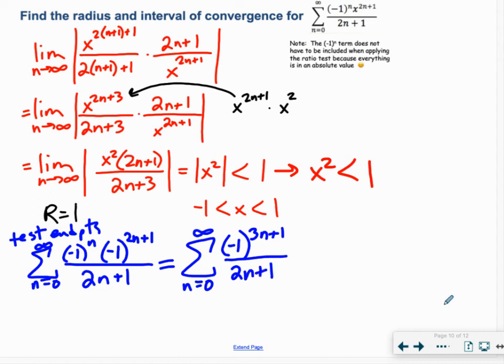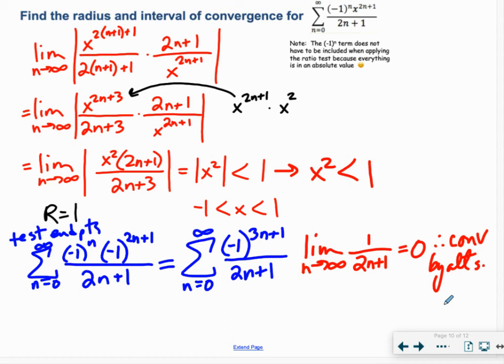Now, let's just make sure this is alternating. At n equals 0, I get -1 to the first. At n equals 1, I get -1 to the fourth. At n equals 2, I get -1 to the seventh. At n equals 3, I get -1 to the tenth. And it's just going to keep alternating odd, even. So it is an alternating series, and therefore we can use the alternating series test. The limit as n approaches infinity of 1 over 2n+1 equals 0. Therefore, it converges by the alternating series test.